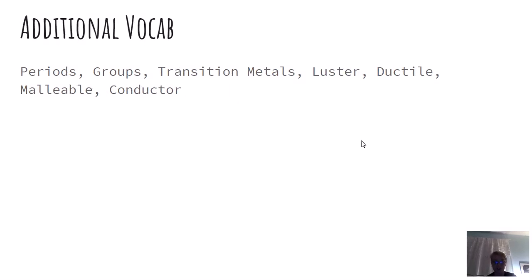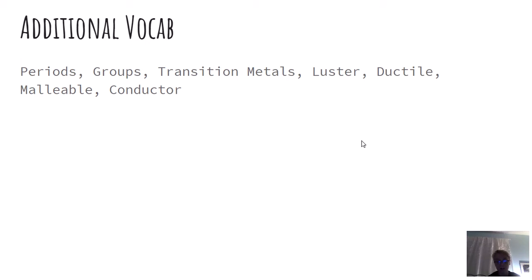So some additional vocab. Periods: horizontal rows, 7 periods on the periodic table. Groups: vertical columns on the periodic table. Tall groups are all numbered 1A, 2A, 3A, 4A, 5A, 6A, 7A, and 8A. And shorter valley groups are numbered from 3B, 4B, 5B, 6B, 7B, 8B, 8B, 8B, 1B, and 2B. There's 18 groups total. Transition metals: any element in the D block of the periodic table, which includes groups 3 to 12 on the periodic table.